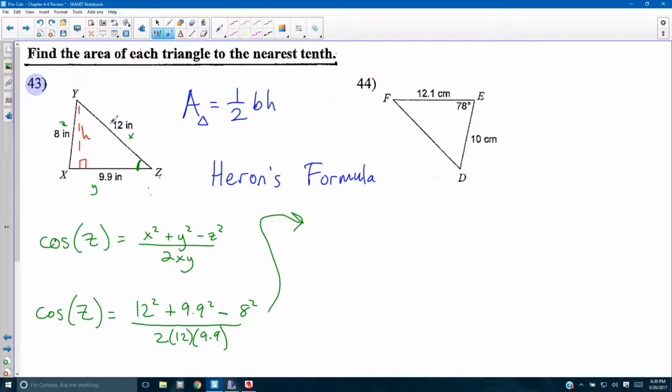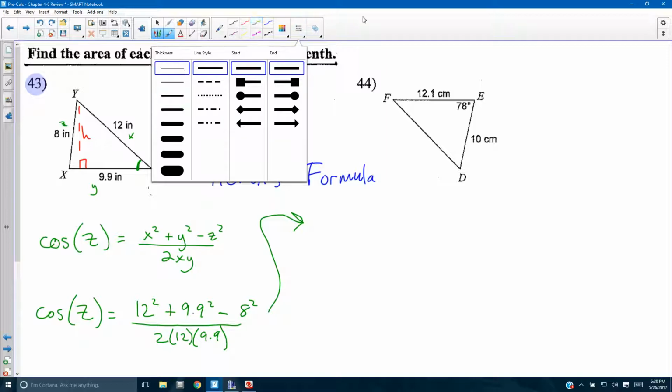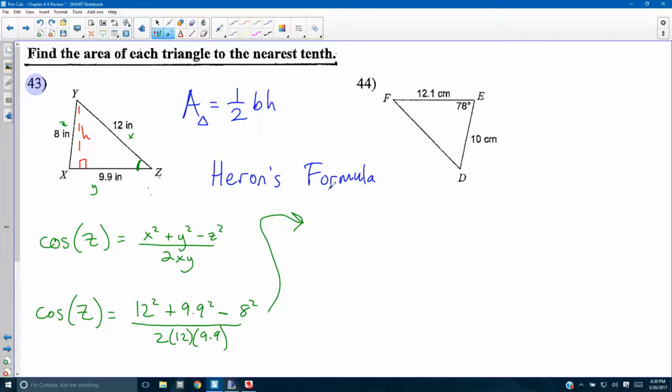What I can't do, by the way, I know some people might say, hey, use 9.9 right here, but we don't know how long this is. See, so that's the issue. So we have to get an angle measure first to make all of this work. Even the proof for Heron's formula uses law of cosines and sine and all the sine stuff. So no avoiding it. All right, so cosine of z once again.